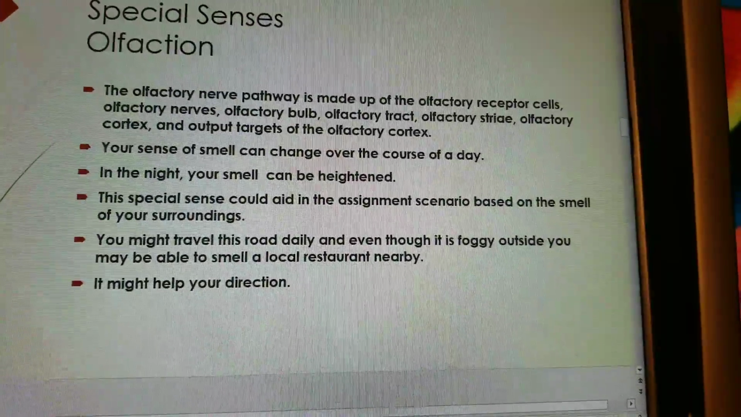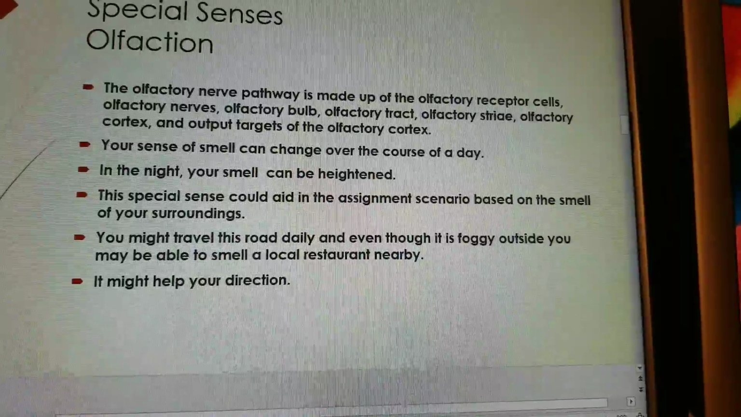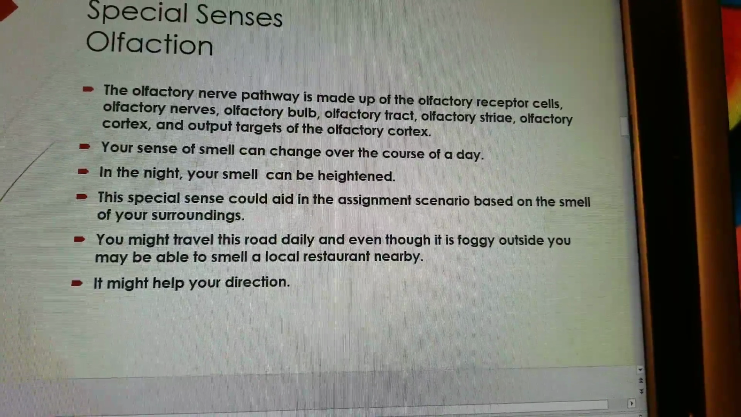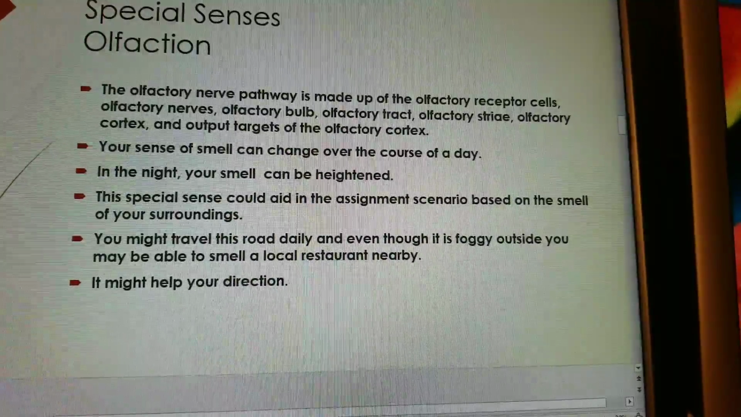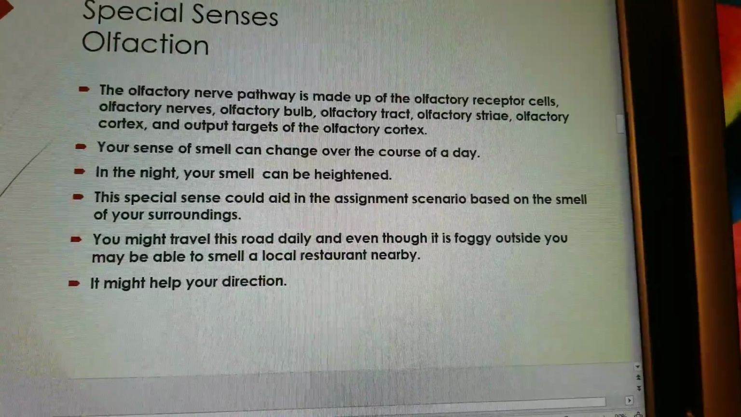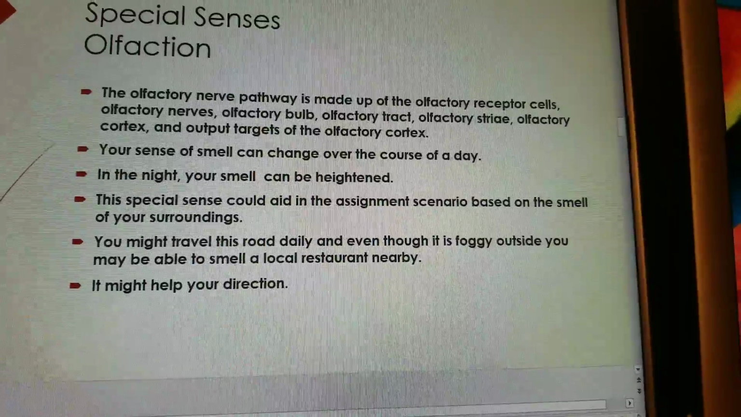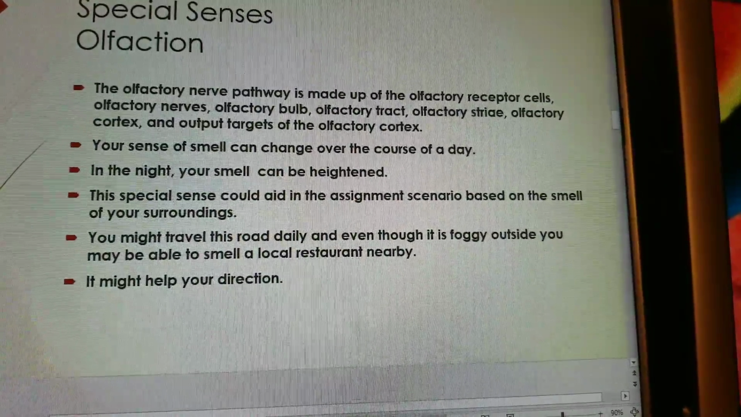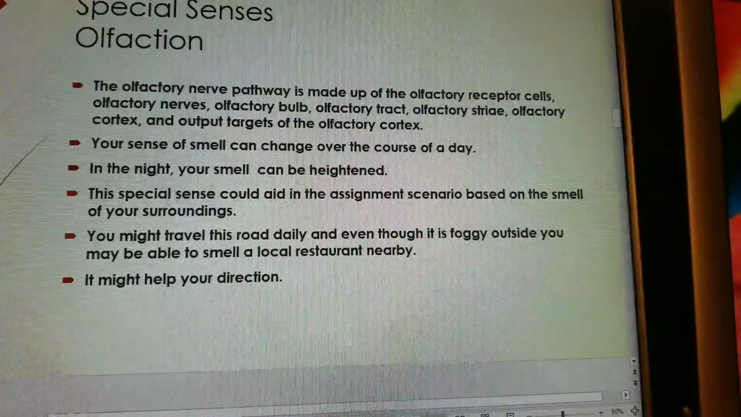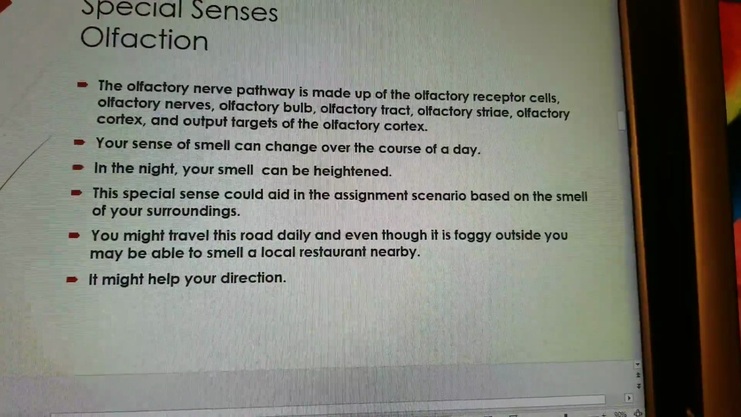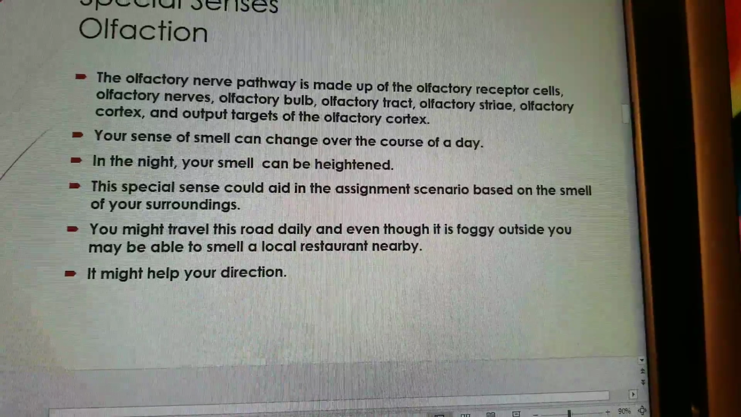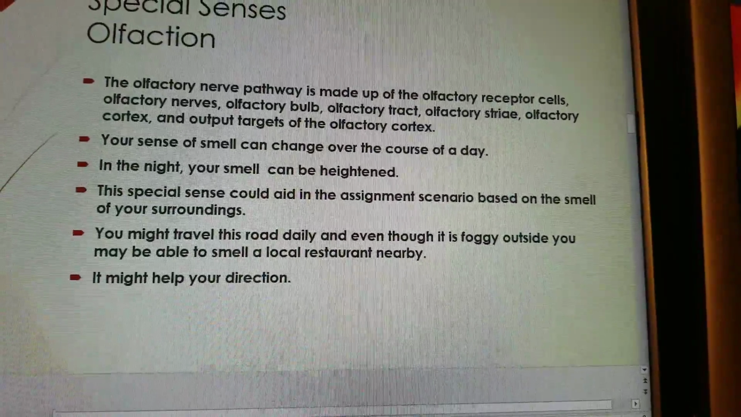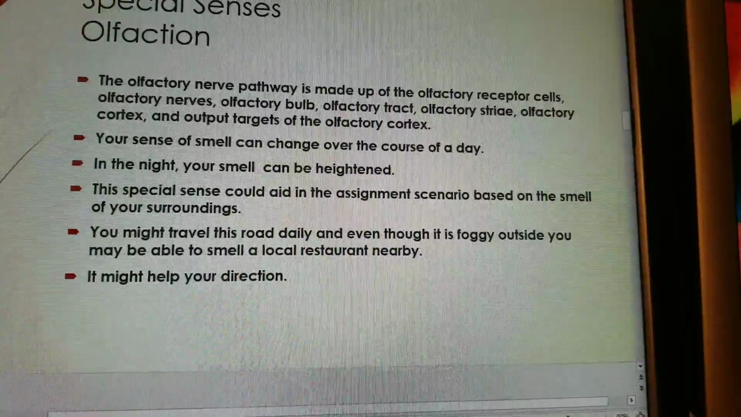The olfactory nerve pathway is made up of the olfactory receptor cells, olfactory nerves, olfactory bulb, olfactory tract, olfactory striae, olfactory cortex, and output targets by the olfactory cortex. Your sense of smell can change over the course of a day. In the night, your smell can be heightened. This special sense could aid in the assignment scenario based on the smell of your surroundings. You might travel this road daily, and even though it's foggy outside, you may be able to smell a local restaurant nearby. It might help your direction.